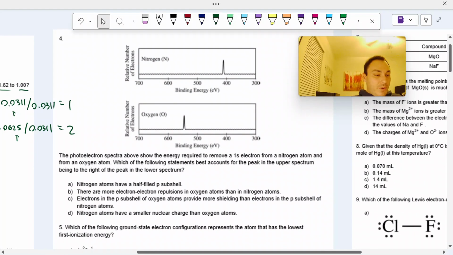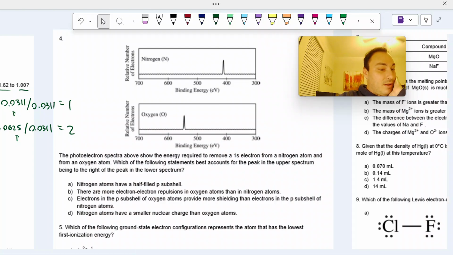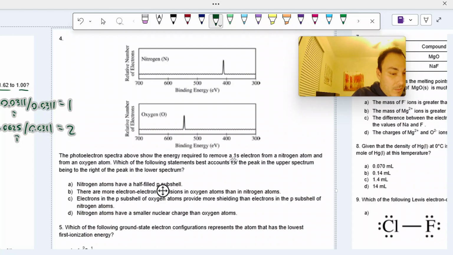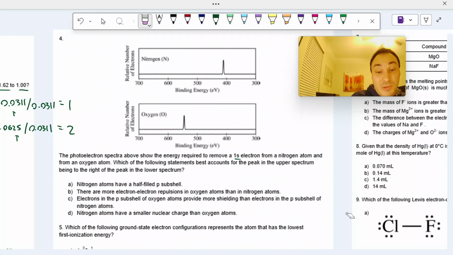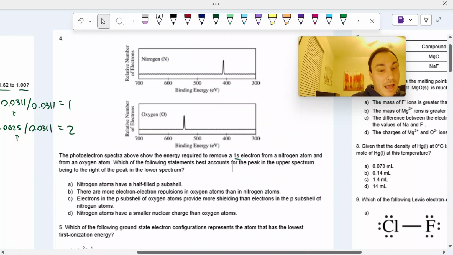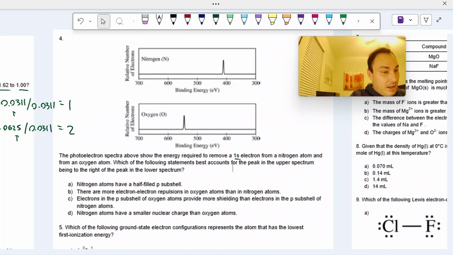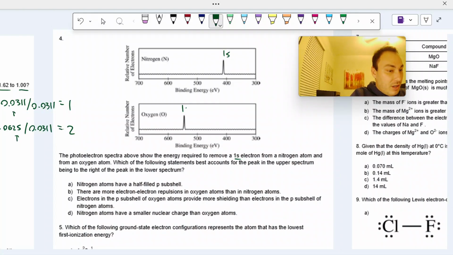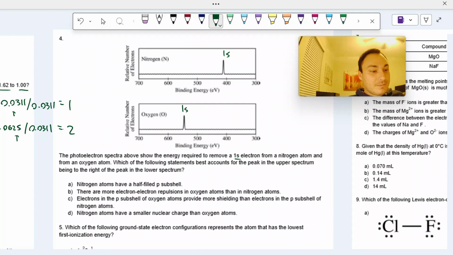All right, we have the photoelectron spectra data above. This is PES, and it's showing the energy required to remove a 1s electron from nitrogen and 1s from oxygen. That's important to note. This is not the outer layer of both of these things. This is the innermost layer. This is the 1s of nitrogen and the 1s of oxygen.